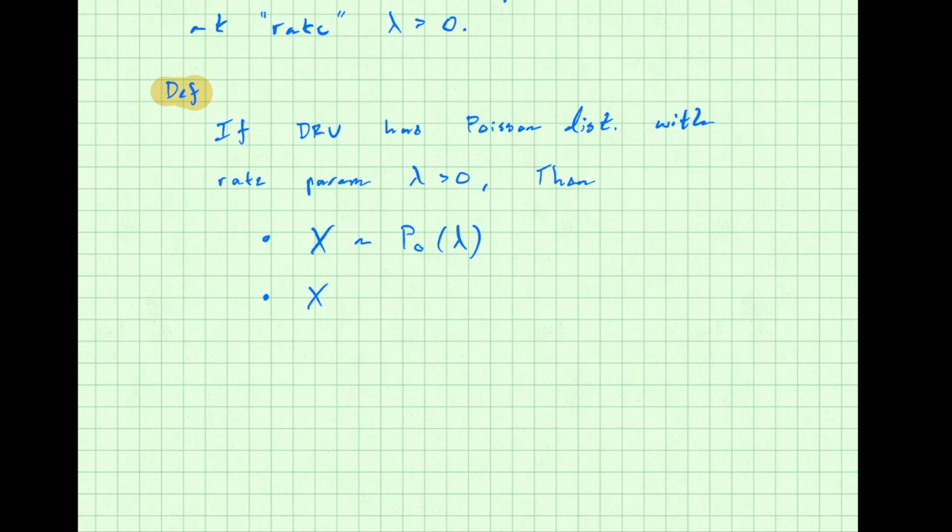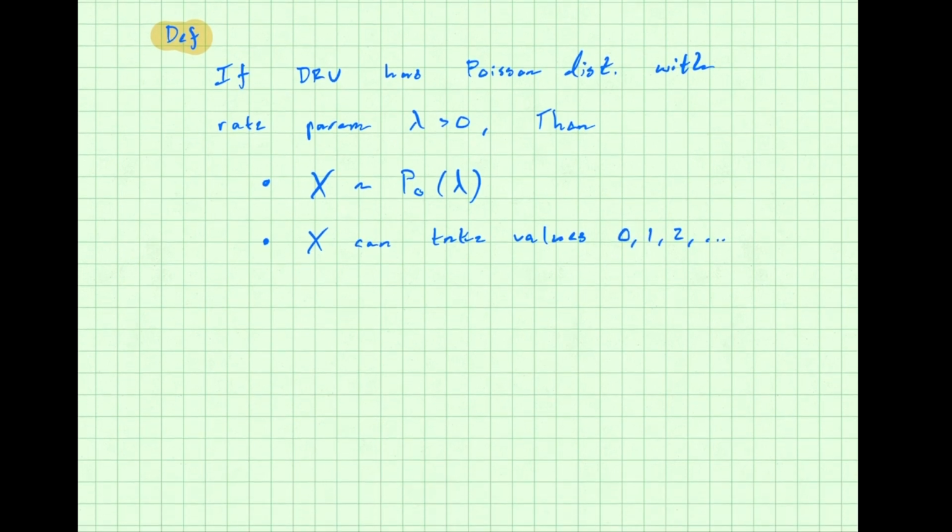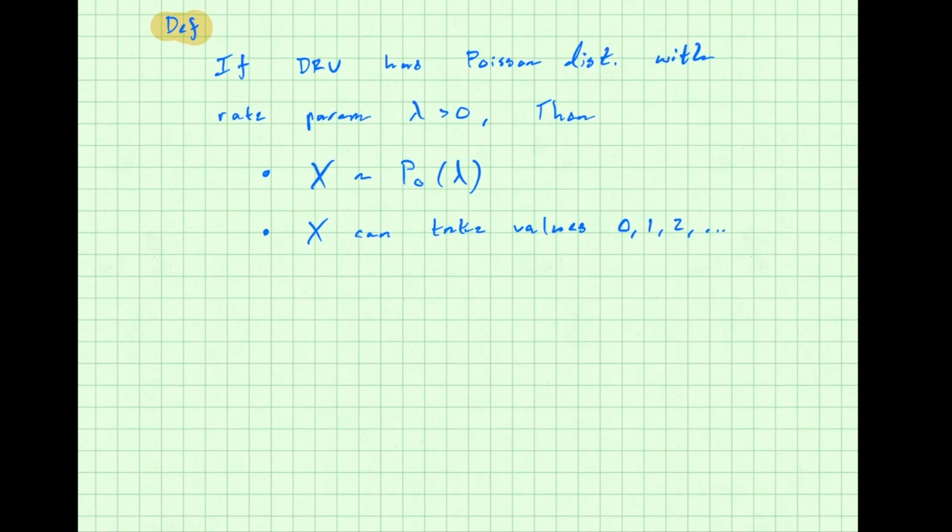Then X can take on values. This part you should be kind of able to understand if you believe me that it's used for counting how many occurrences happened over some interval of time. So it's going to be 0, 1, 2, and so on, up to any integer, any value there. And it has the following PMF.